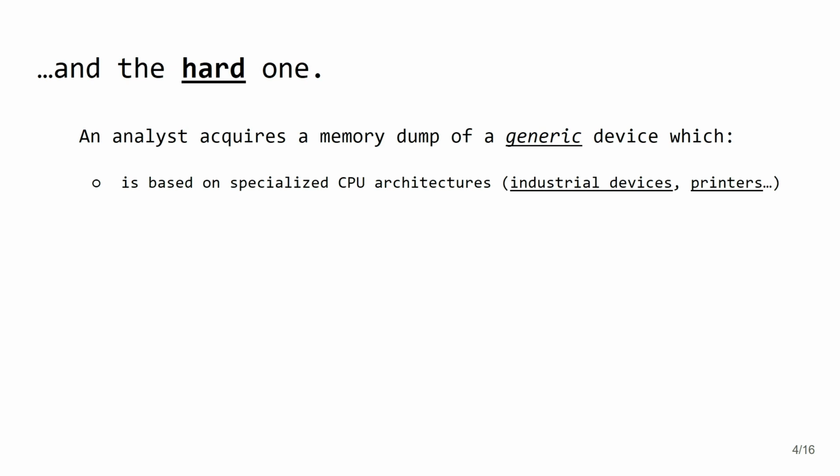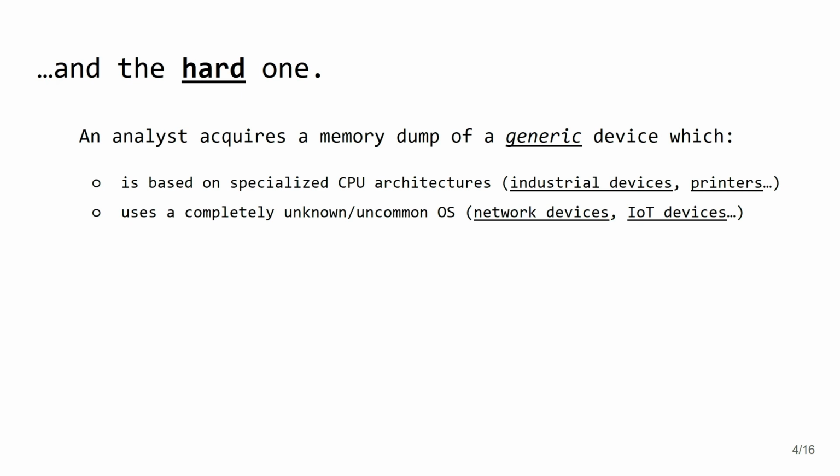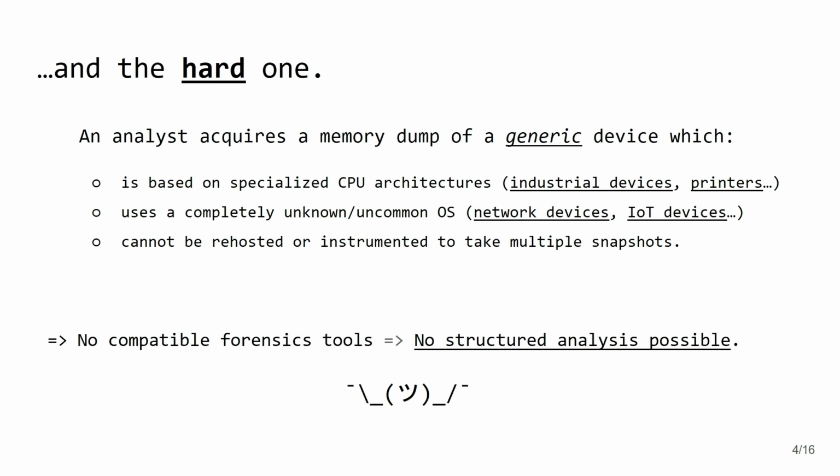However, in the general case, the analyst may have a memory dump taken from a generic machine, which can run on very specialized CPUs found, for example, in industrial devices, printers, smartphones, and which can use a completely unknown or uncommon operating system, as in network devices and IoT ones. And the analyst cannot rehost or instrument the operating system in order to take multiple snapshots and compare them. There are no compatible and available forensic tools to extract the kernel data structure and permit the analyst to perform a structured data analysis on the forensic data.